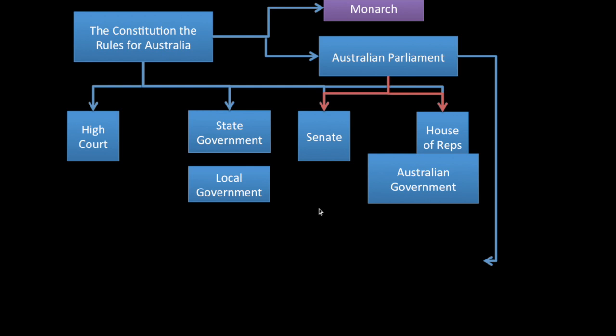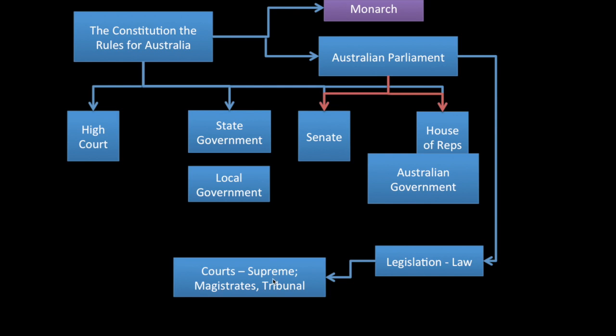But what does Parliament actually do? Well, it makes laws. So the state government can make laws as well. The local government can have regulations like how you monitor your pets and the laws for your pets and things like that. And the state governments make laws about roads and things like that. Whereas the Australian Parliament makes laws about defence, health, and higher education and things like that. So they make laws. These are then interpreted by the courts.